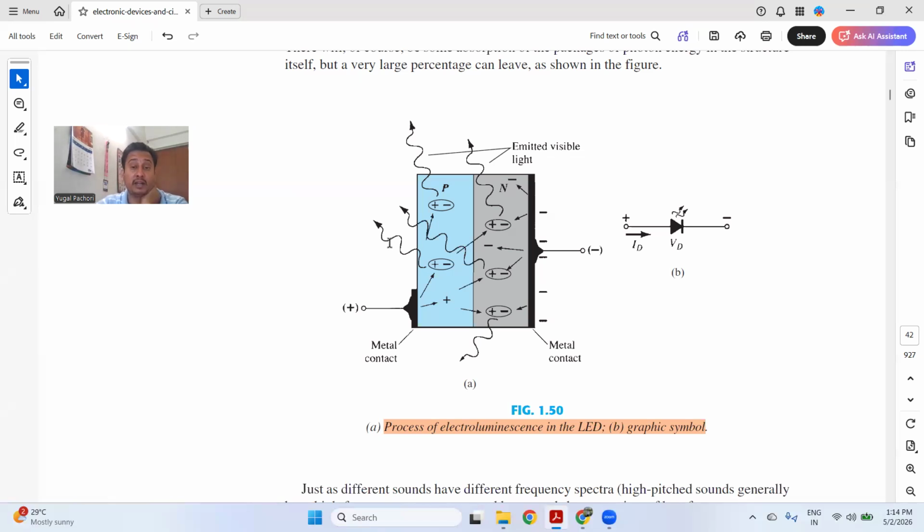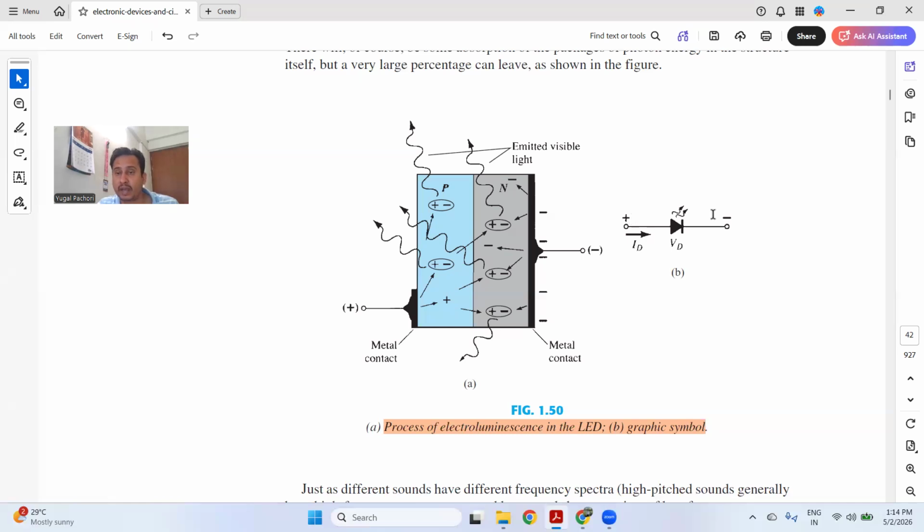If there is heat, then it is an indirect bandgap semiconductor material, or if there is light, then it is a direct bandgap semiconductor material. And we already discussed which kind of material emits which kind of light. And you can see this is the symbol of the light emitting diode. This is plus, this is minus, this is the P type, and this is the N type, and this arrow kind of thing denotes the light.